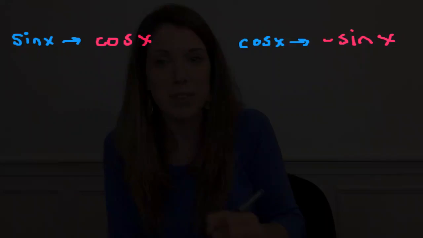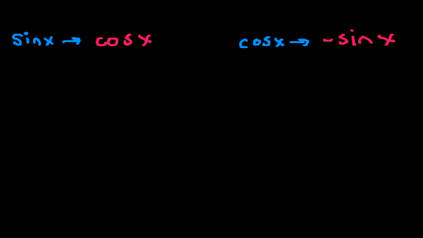So anyway, the derivative of sine of x is cosine of x. The derivative of cosine of x is negative sine of x. Let's look at another pair of trig functions, and that is secant of x, which remember is actually 1 over cosine, and cosecant of x, which is 1 over sine.